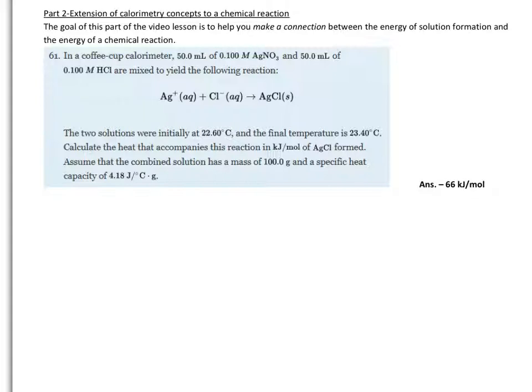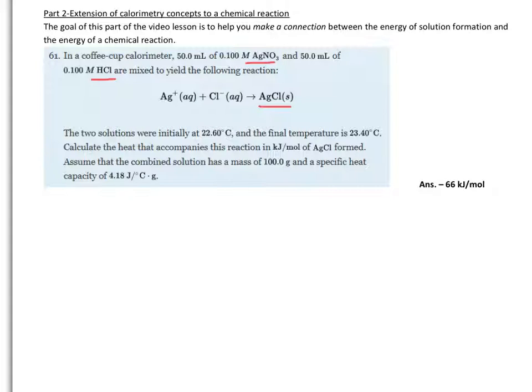First of all, let's get the big picture. We have a chemical reaction that's going on inside this coffee cup calorimeter. We start out with two aqueous solutions. We have silver nitrate solution and hydrochloric acid solution. And then they're going to be mixed together and a precipitate's going to form, namely the silver chloride.